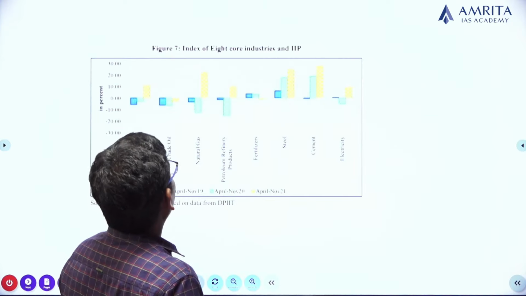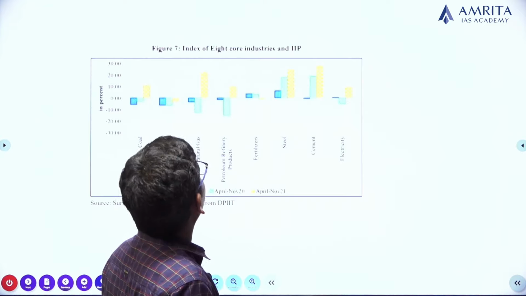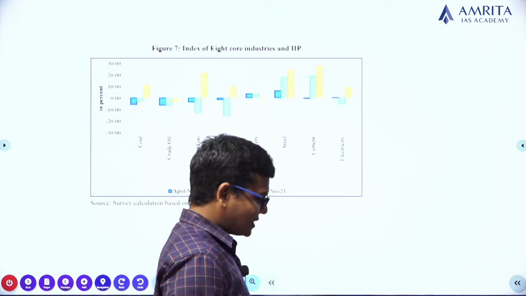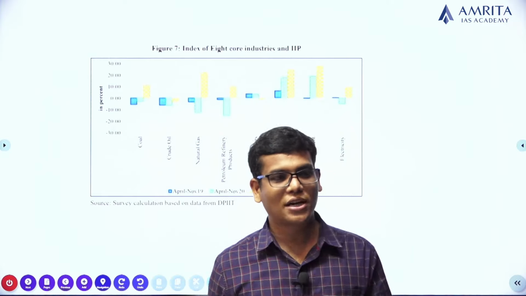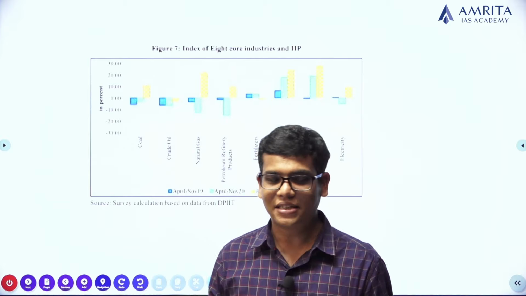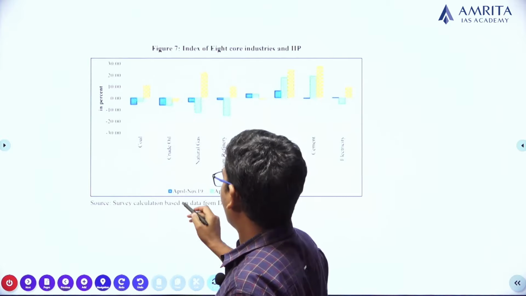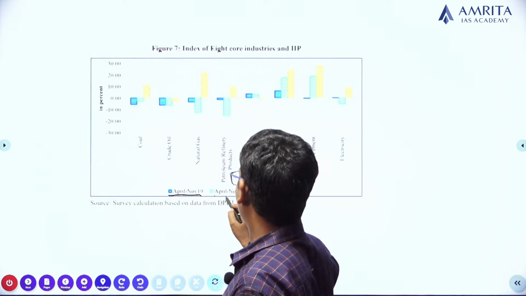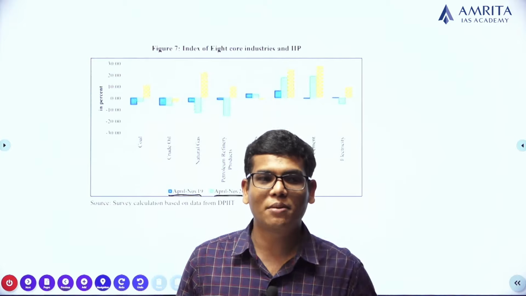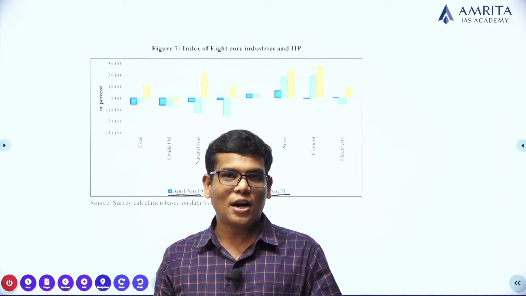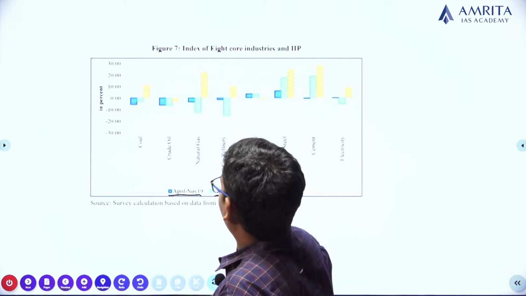Next, index of 8 core industries and IIP. Because normally you will get a lot of time to get the overall data, that's why we consider these sectors as an indicator of the performance of the economy. If you see April to November 19, April to November 20, April to November 21, that means pre-pandemic, pandemic, post-pandemic. See which sectors have performed well.